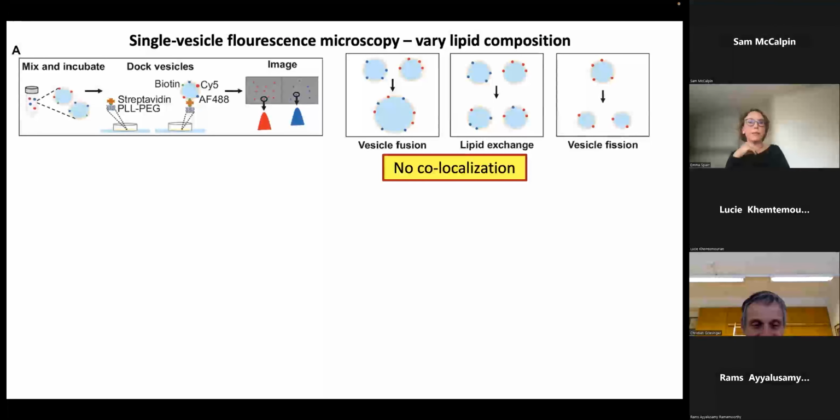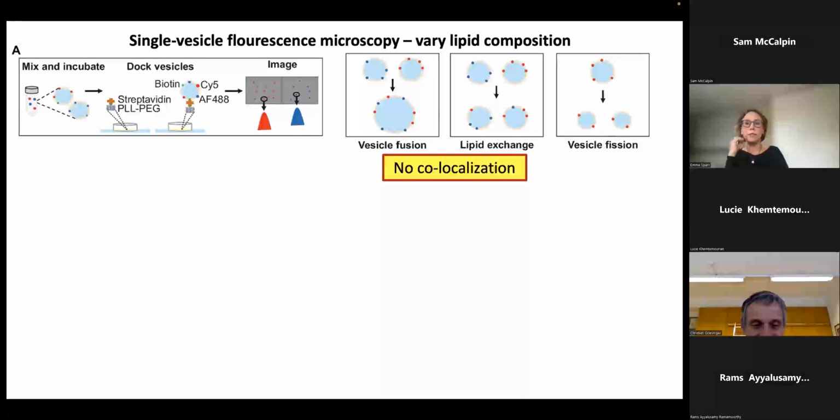Therefore, we did single fluorescence microscopy, where we again had this setup where we have vesicles with two different dyes, and we mix them. If we have fusion, we would expect to get vesicles with mixed colors. Also, if there is an exchange, that would happen. And if we have fission, we will simply get more vesicles.